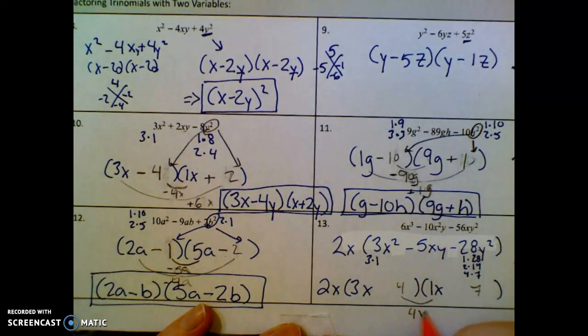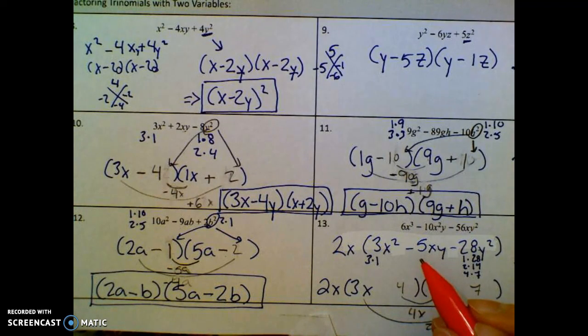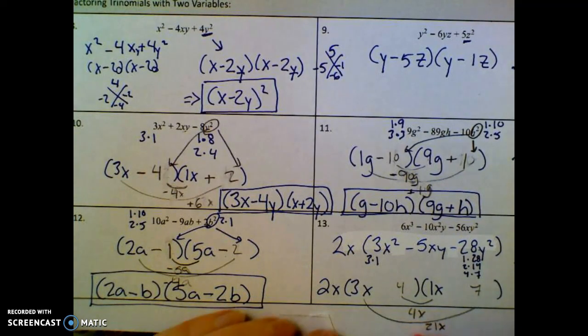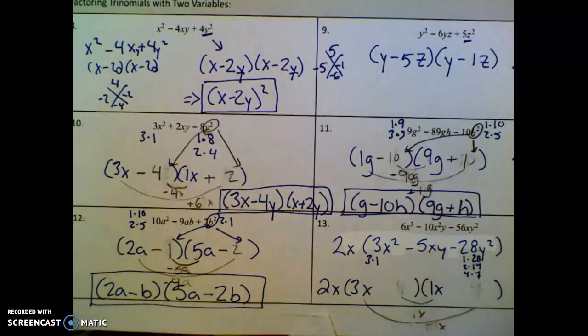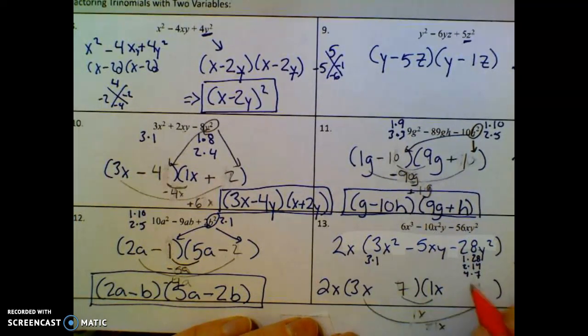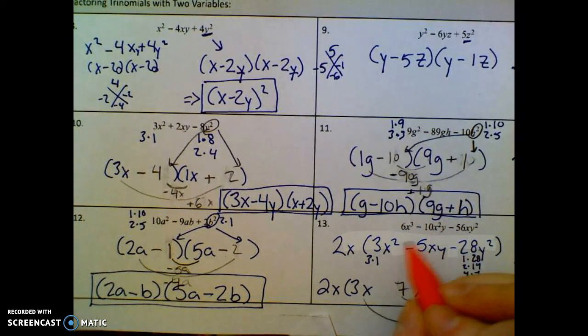Inner product is 4x. Outer product is 3 times 7 is 21x. That's not going to work. I'm looking for a -5. So let's go ahead and change those guys around and try a 7 and a 4 instead. So I'm going to try a 7 here and a 4 here. That's going to give me 7x inner product and 12 outer product. Oh, well, that works. 12 minus 7 is going to give me 5, but I want a -5.